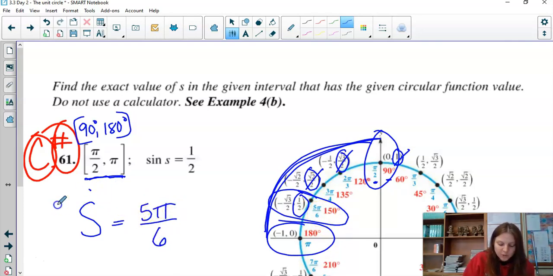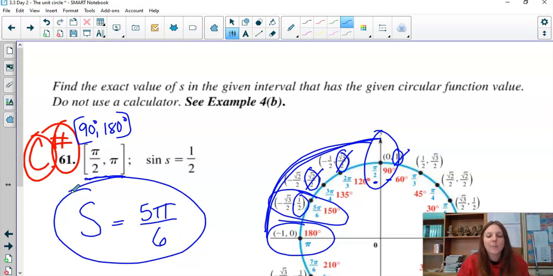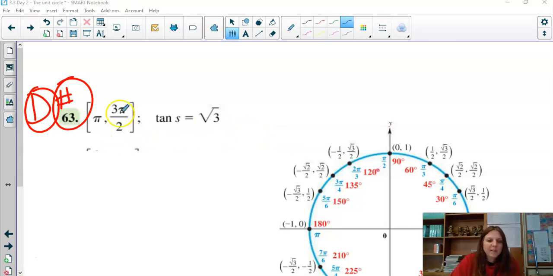So really what you're doing in these questions is you're just going in the opposite direction. You are given the trig value and you're giving the angle where that occurs. Okay, so same idea on this one. I'm looking for some angle between pi and 3 pi over 2 that has a tangent value of square root of 3. So what is pi?